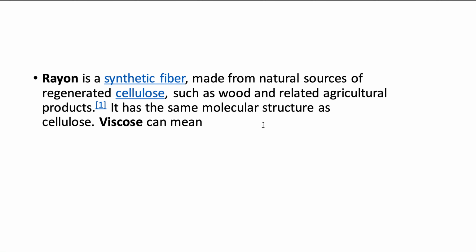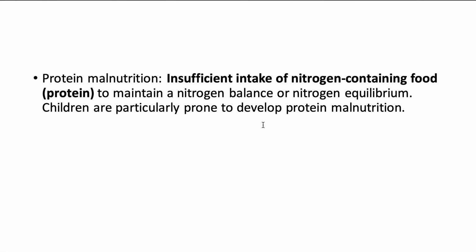It is a synthetic fiber made from natural sources of regenerated cellulose such as wood and related agricultural products. What is malnutrition? Insufficient intake of nitrogen containing food, protein, to maintain a nitrogen balance or nitrogen equilibrium. Children are particularly prone to develop protein malnutrition.